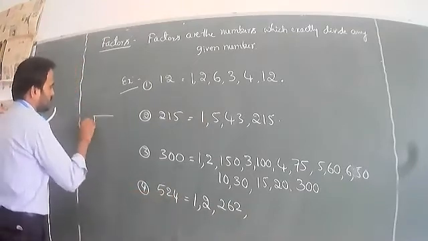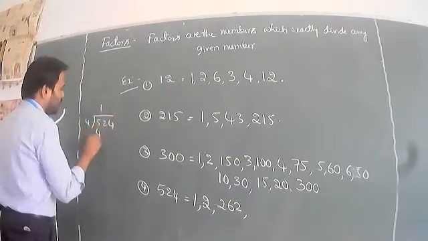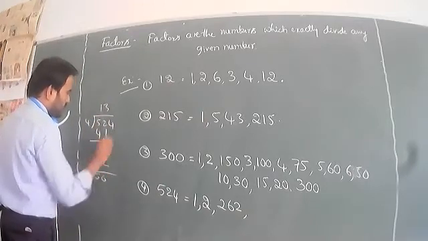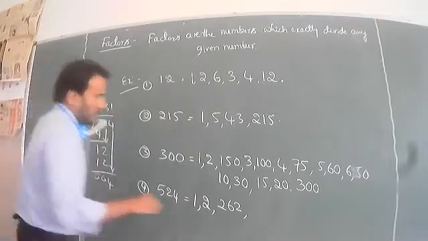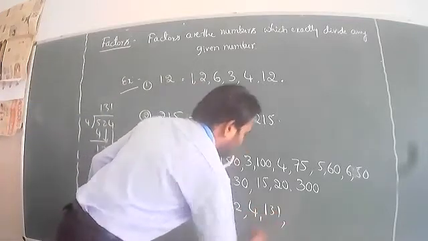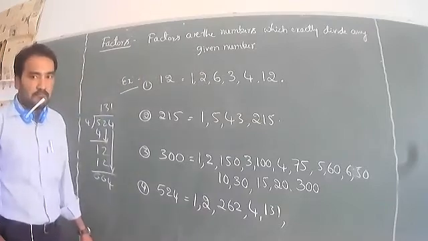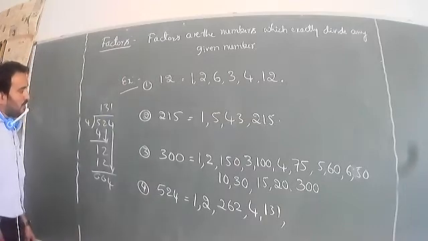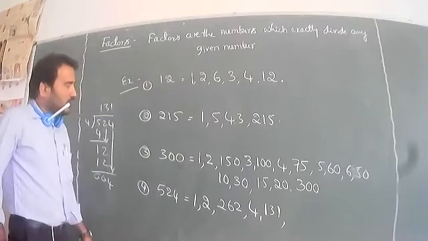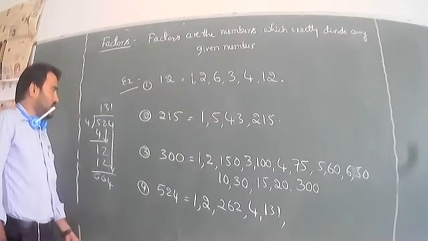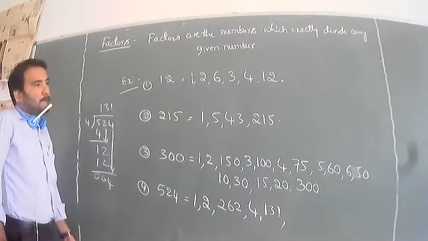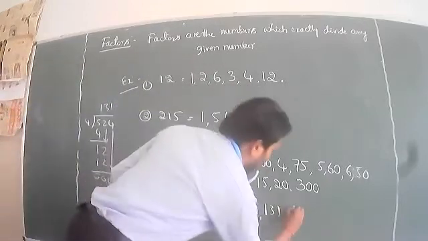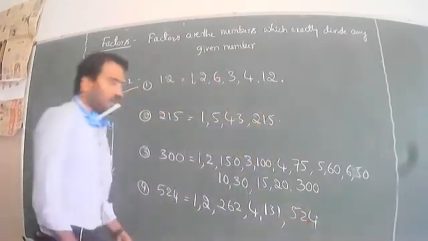Next 4: 4 times 131 is 524. Next 5, no. 6 cannot divide. 8 cannot divide. 10, no. 11, no. So it is enough. These are the factors of 524.